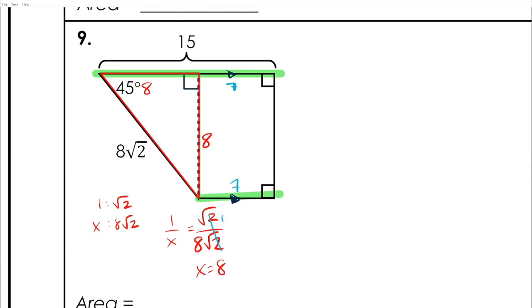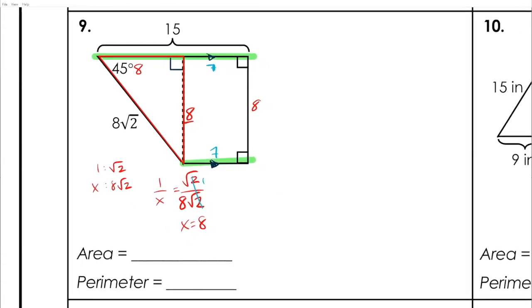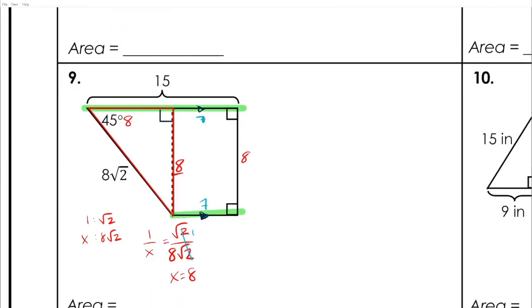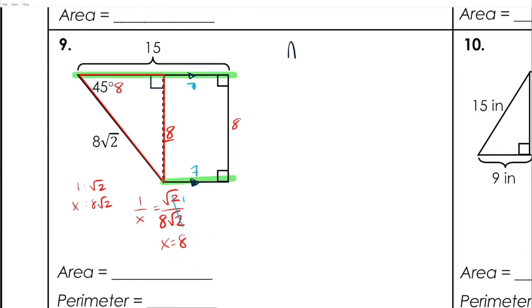Since it's a rectangle, since this piece is 8, that side also has to be 8. So now we have all of our sides that we need. Are you ready? Area is the median times the height. Base 1 plus base 2 over 2, times height.